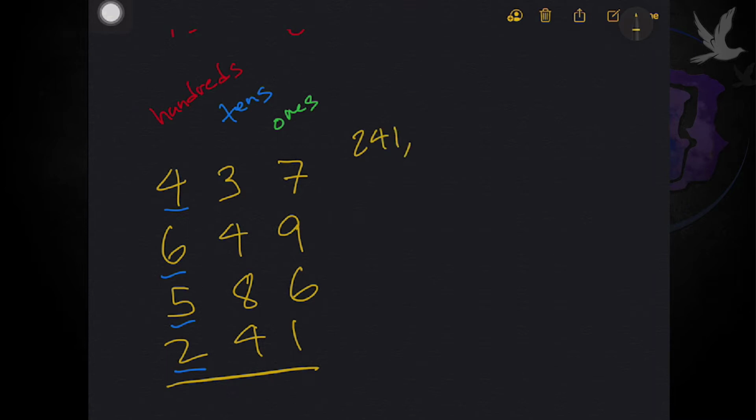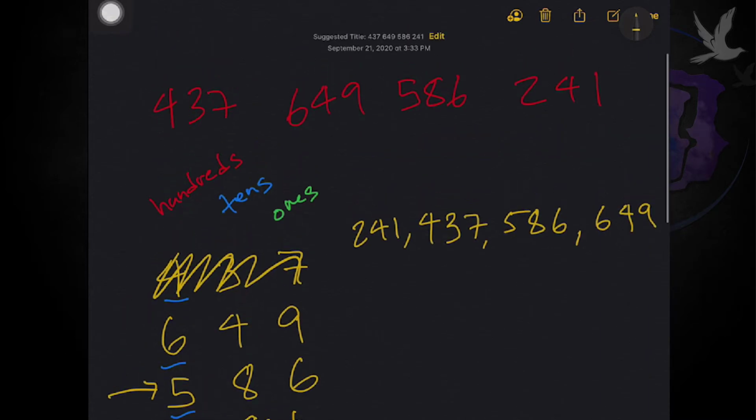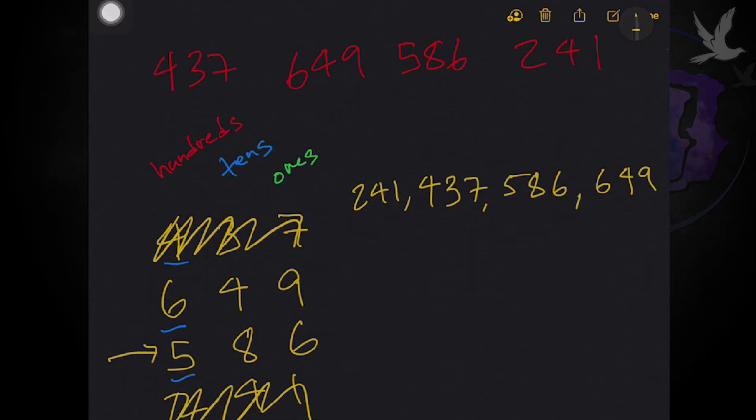What goes next? We are done with this. Among 4, 6, and 5, which is the smallest? Obviously it's 4. So you have 4, 3, 7. We can remove that next. And between 6 and 5, which has a smaller value? Obviously, it's 5. So that's 5, 8, 6. Then what's left is 6, 4, 9. That is if you are tasked to begin with the smallest.